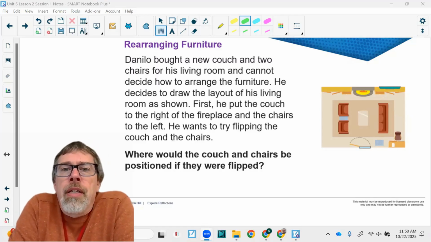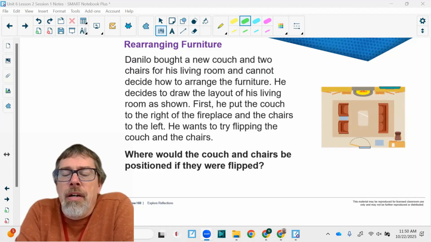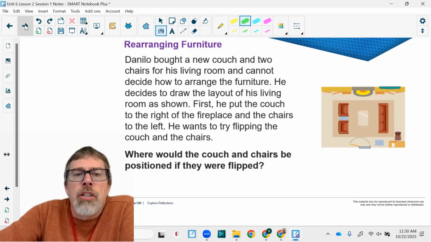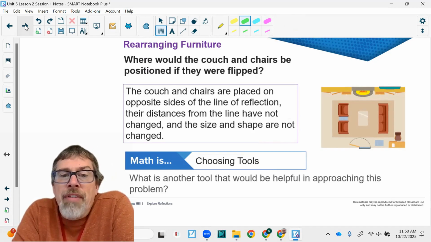Where would the couch and chairs be positioned if they were flipped? We already answered that, so let's move on. This is all repetition. They'd be placed on opposite sides of the line of reflection. Their distances from the line have not changed. The size and shape have not changed.